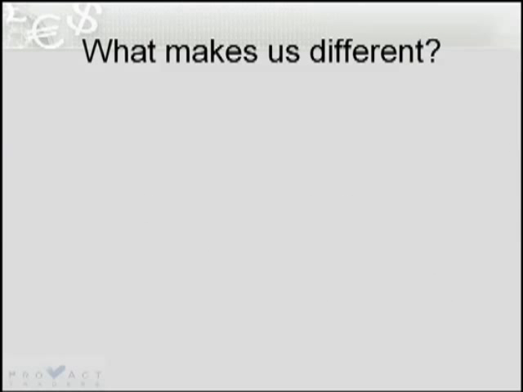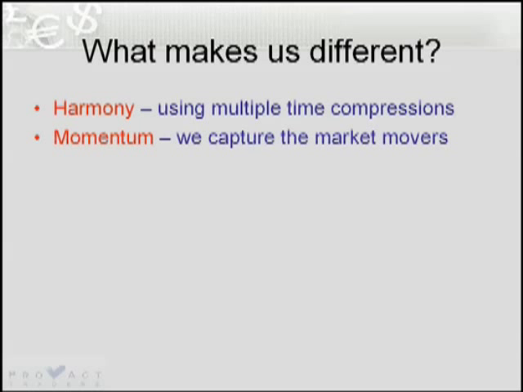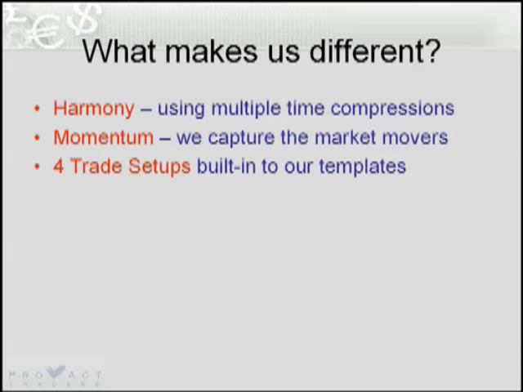First of all, what makes us different? Well, first of all, we have harmony. We use multiple time compressions to tell us what the market is trying to do. And then we capture momentum. We capture the market movers as they are making their trades. We have 4 trade setups built into our templates. And we have 3 tools available nowhere else.